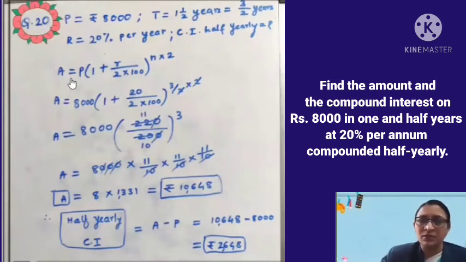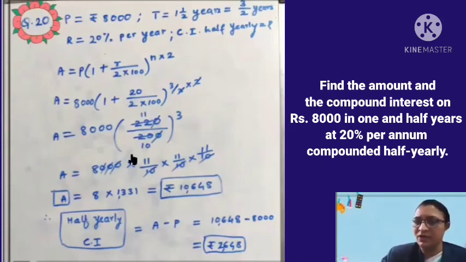and compound interest is half yearly, we have to calculate. So amount is equal to principal into 1 plus r upon 2 into 100, to the power n multiplied by 2. On substituting the values, we get amount is equal to 8,000 into 1 plus 20 upon 2 into 100, bracket complete, to the power 3 upon 2 multiplied by 2. Here 2 cancels, and on adding this we get 220 upon 200. So finally amount is equal to 8,000 in the bracket 220 upon 200 to the power 3.